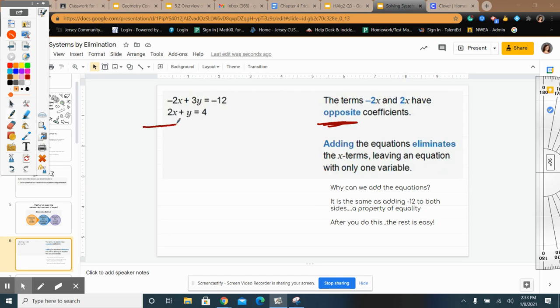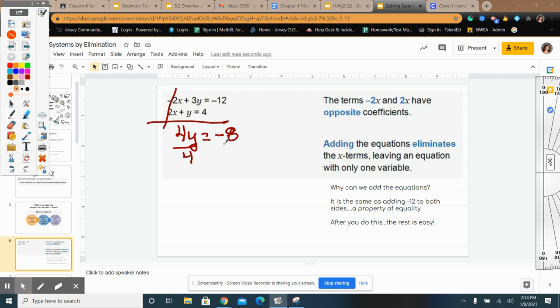So what I'm going to do is I draw a line and I just add all the columns. But again, what I'm really doing here is I'm really adding 4 to this side of the equation and adding 4 to this side of the equation. But the way that this 4 looks is 2x plus y. So that's why it's equal, and that's why it works. So negative 2x and 2x, those cancel or are eliminated, and I get 4y equals negative 8.